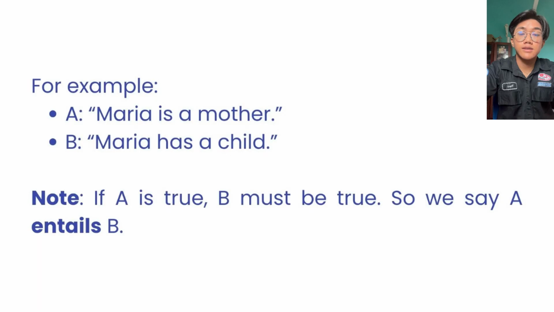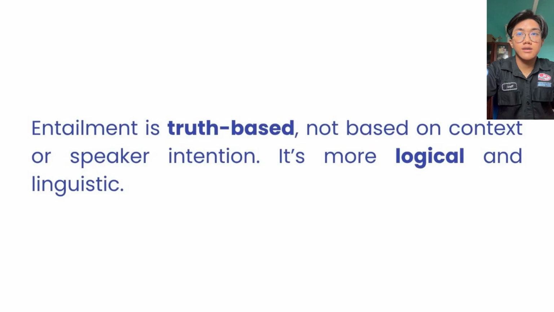For example, A: Maria is a mother. B: Maria has a child. If A is true, then B must be true. So we say A entails B. Entailment is truth-based, not based on context or speaker intention. It's more logical and linguistic. Entailment is a relationship based on literal meaning.